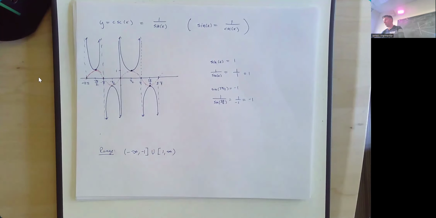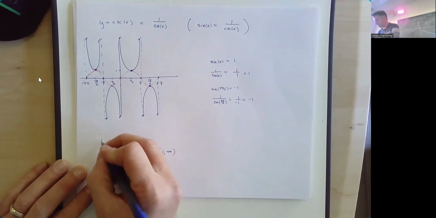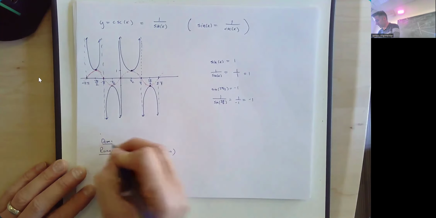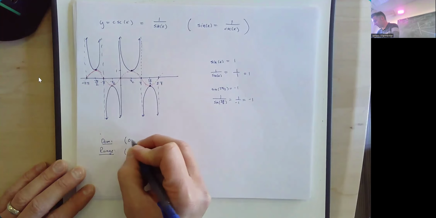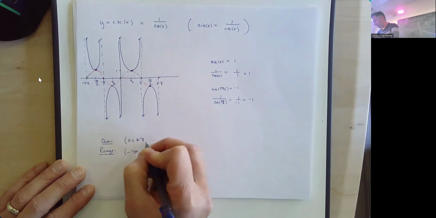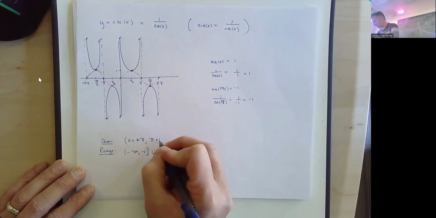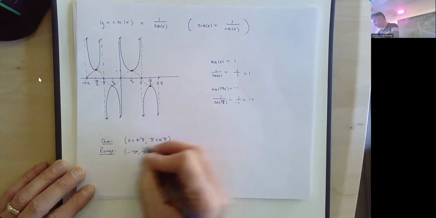The domain here is the same as the domain for the cotangent function. We're missing every multiple of pi. So here our domain is 0 plus k times pi to pi plus k times pi, exclusive.